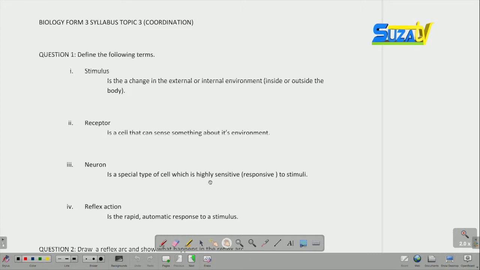Our first question requires us to define the following terms. We have stimulus, receptor, neuron, and reflex action. So we're told here straightforwardly to define what these terms mean.